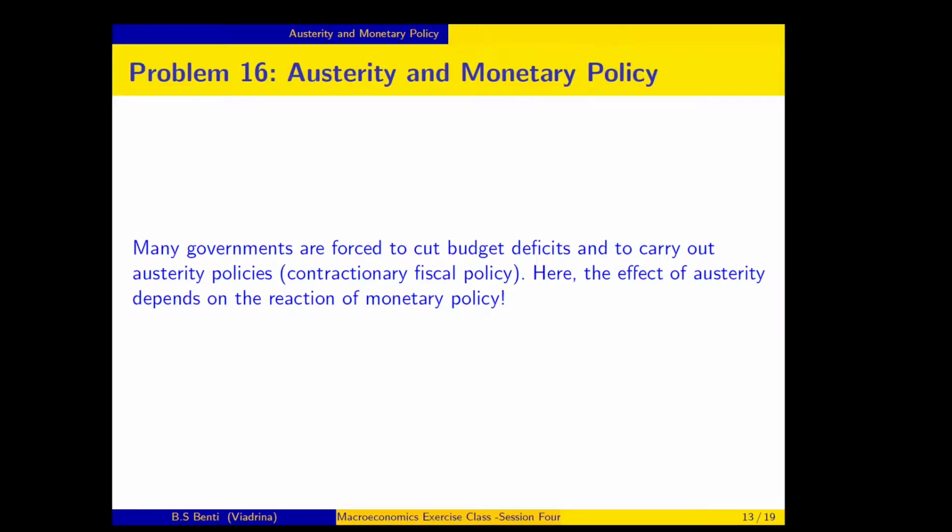And if government expenditure minus tax is a positive number, that is to say government expenditure is higher than tax, many governments are forced to reduce this number, the budget deficit, by carrying out austerity policies, or reduction of public expenditures. In other words, they are forced to conduct contractionary fiscal policy. Here, the effects of austerity depend on the reaction of monetary policy.